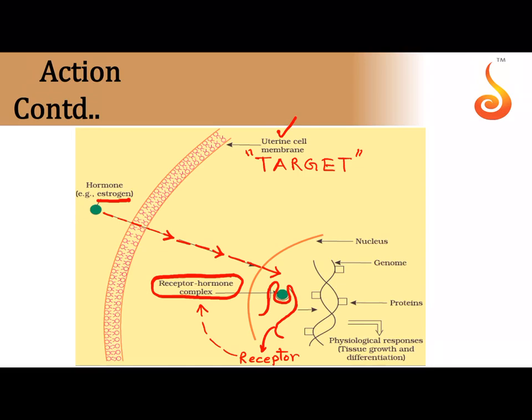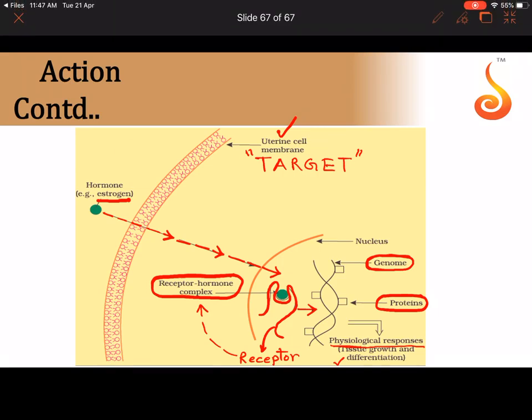Surprisingly, the hormone receptor complex can directly act on the DNA, that is the genetic material of the cell, and it can stimulate the production of proteins in your cell, which will help in changing the functions of your uterine cell, such as allowing growth of the uterine cell and differentiation of the endometrial tissue.